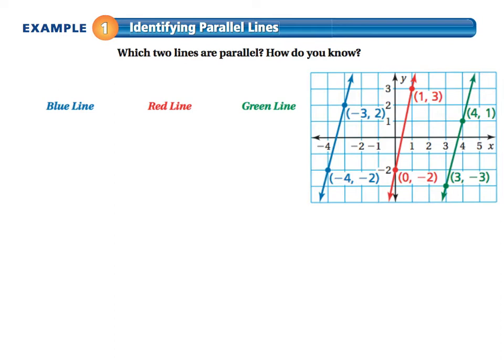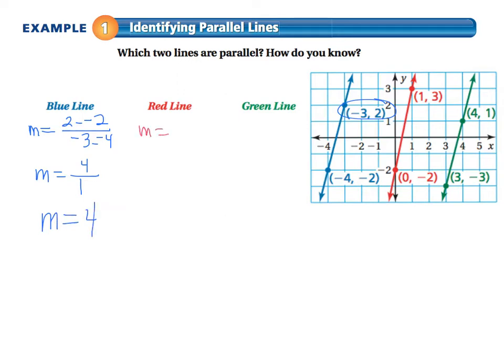So let's start with blue. If I want to find the slope of the blue line, I'm going to subtract my y values. So let's start with this one. 2 minus -2 over -3 minus -4. That would give me 2 plus 2 over -3 plus 4. So that would give me a slope of 4.